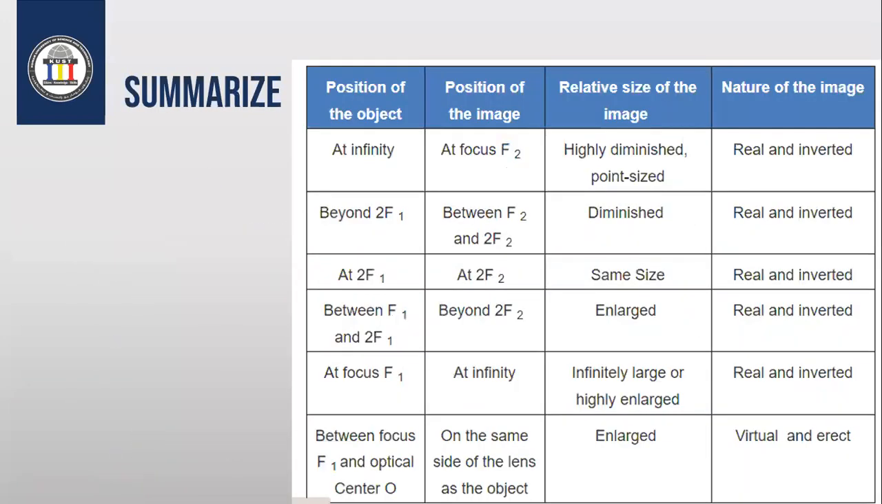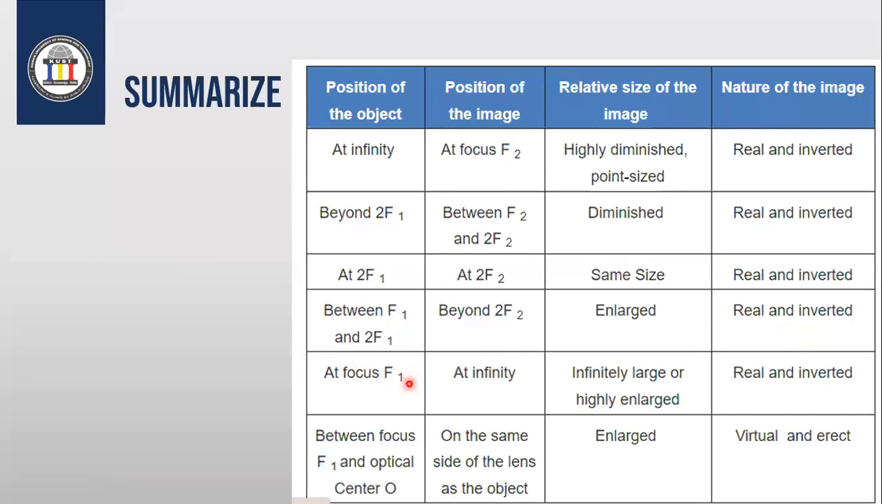Okay, I will go to this one and then return back to the others. So to summarize all of these things: when the object is at 2f, the position of the image will be at 2f as well. They will have the same size. The image properties will be real and inverted. Between f and 2f, the image will be beyond 2f. It will be enlarged, real and inverted.